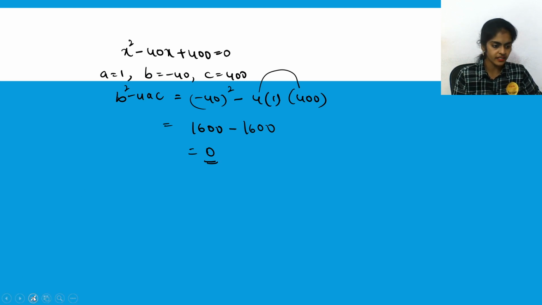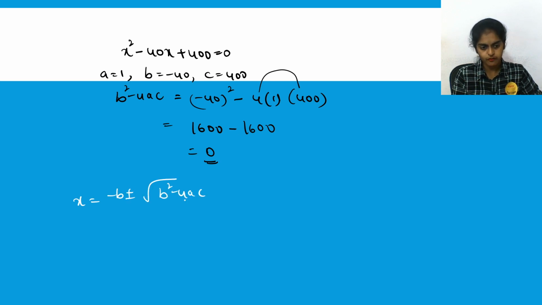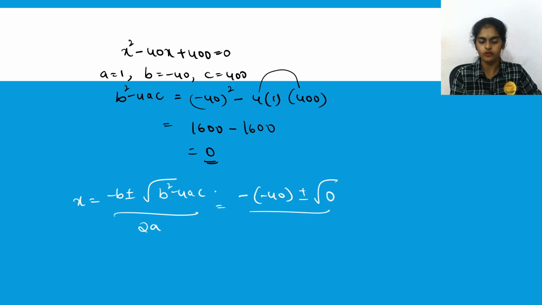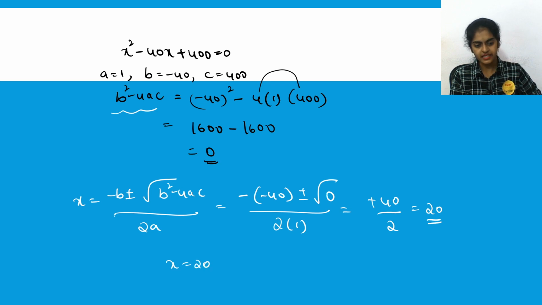So, let us substitute in the quadratic equation formula. x equal to minus b plus or minus root over b square minus 4ac, upon 2a. This is equal to minus b, b value is minus 40, plus or minus root over b square minus 4ac, you got it as 0 here, divided by 2 into a, a is 1. So that is minus of minus 40 is plus 40 divided by 2. Now this plus or minus root 0 becomes 0. So the final answer is 20 you are getting. So x value I am getting it as 20.